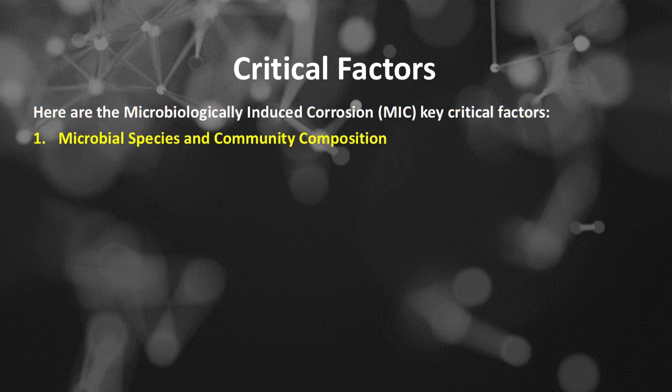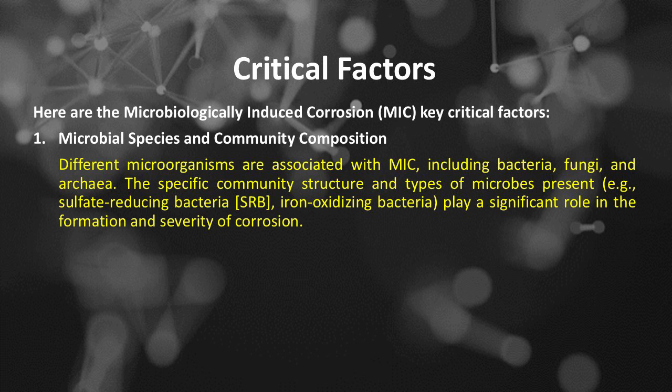Number 1 is microbial species and community composition. Different microorganisms are associated with MIC, including bacteria, fungi, and archaea. The specific community structure and types of microbes present, such as sulfate-reducing bacteria, SRB, and iron-oxidizing bacteria, play a significant role in the formation and severity of corrosion.